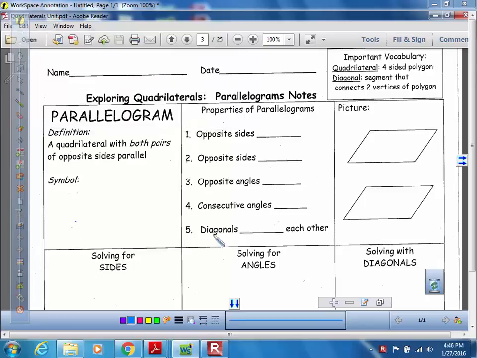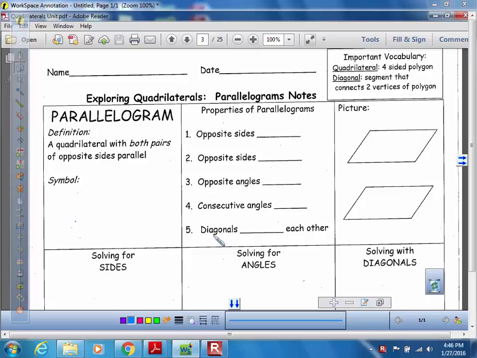In our next unit, we will be learning about quadrilaterals. A quadrilateral is a four-sided polygon. There are four different types of quadrilaterals: parallelograms, rectangles, rhombi, and squares. You will learn each of their properties and how to use them to solve for the missing sides and angles.